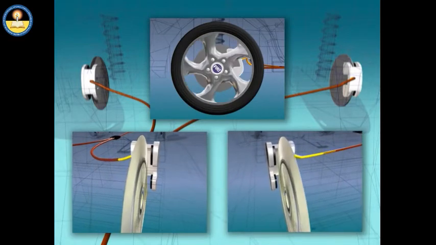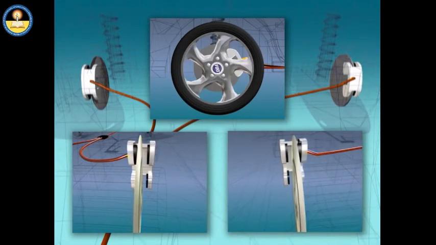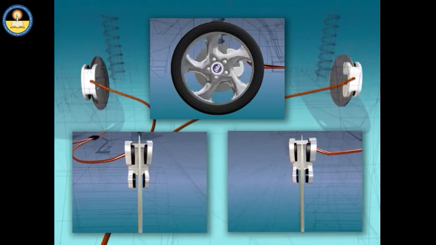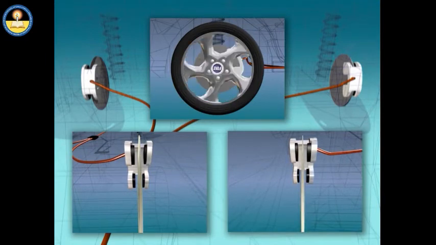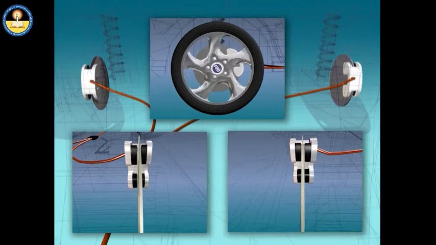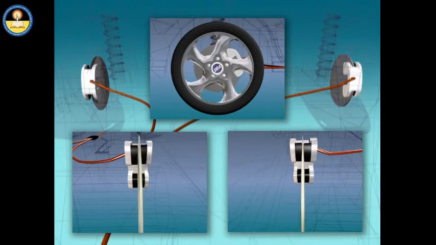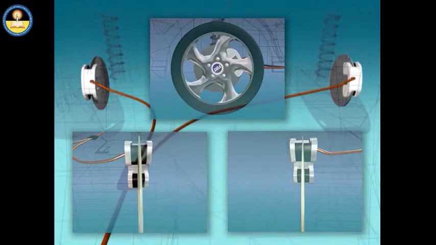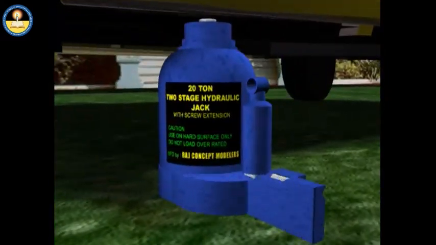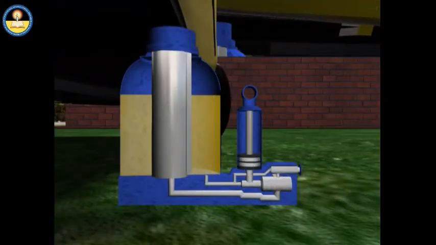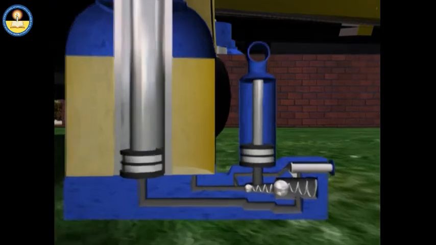Thus, a small force applied over the brake pedal is transmitted by the brake fluid as a large force to the slave piston for each brake. Finally, they press against the brake linings of the drums of the wheels and bring them to rest. Hydraulic jack also works on the same principle.